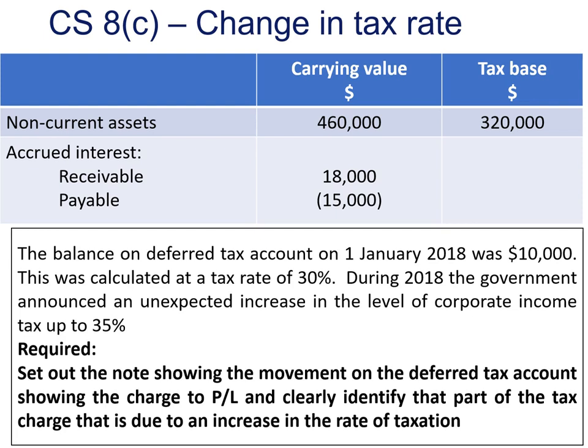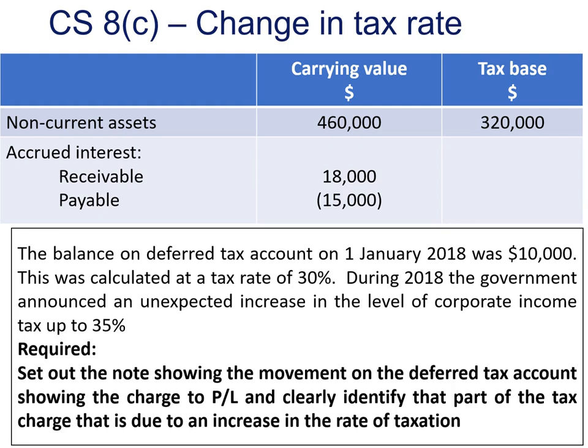During the 2018 year, the government announced an unexpected increase in the level of corporate income tax up to 35%. Now set out the note showing the movement in the deferred tax account, showing the charge to P&L, and clearly identify that part of the tax charge that is due to an increase in the tax rate. So you need to split to show what is relating to the increase in the tax rate and what is not.